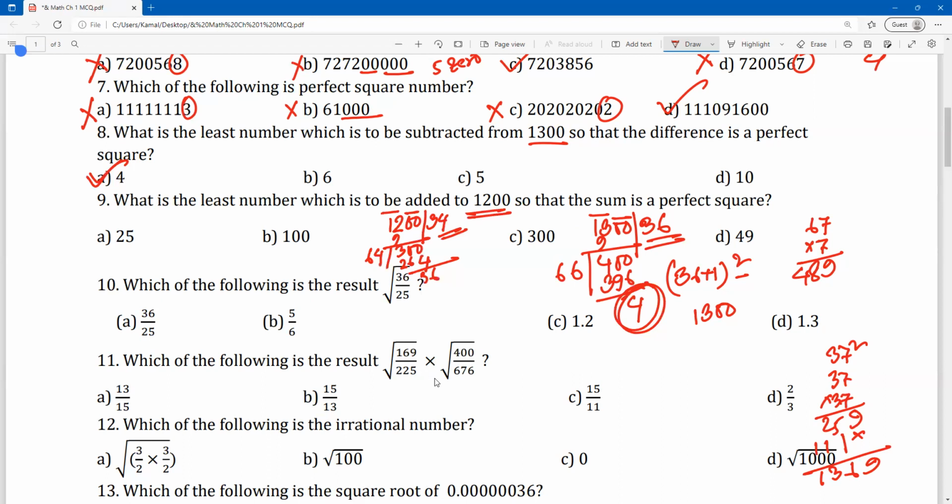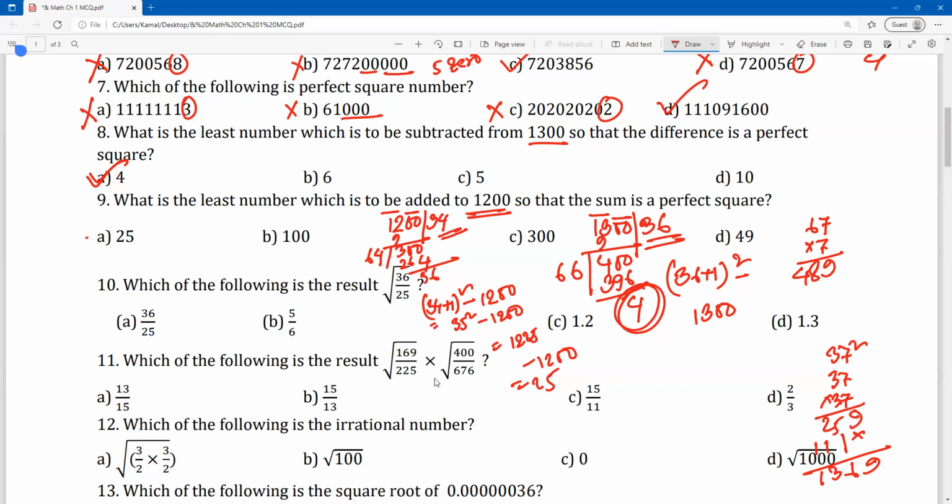So the least number to be added is 34 plus 1 whole square minus the given number, 20100. 35 whole square. So 35 square, if we write it, and this number is minus 1200. So 35 square is 1225 minus 1200. The remainder is 25.